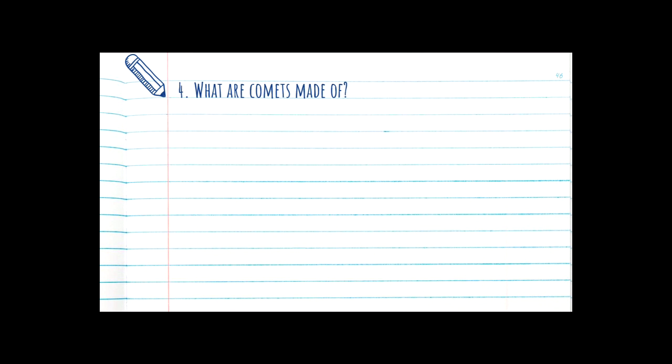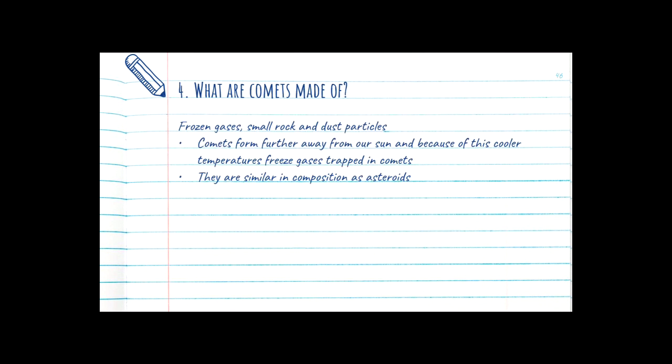What are comets made of? So just like I had mentioned, they have frozen gas and small dust particles along with rock. And that's what gives it the tail, right? So as they come closer to the sun, the ice melts and we're able to allow all of the debris to fall off. So they are similar in composition to asteroids. The big difference here is that they have the gas that's frozen.